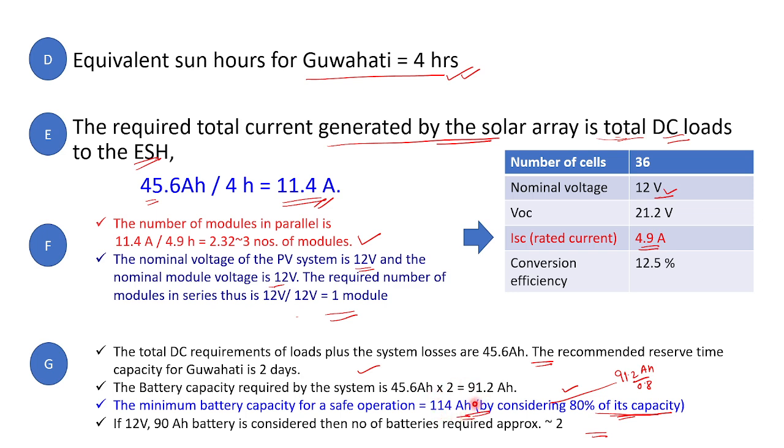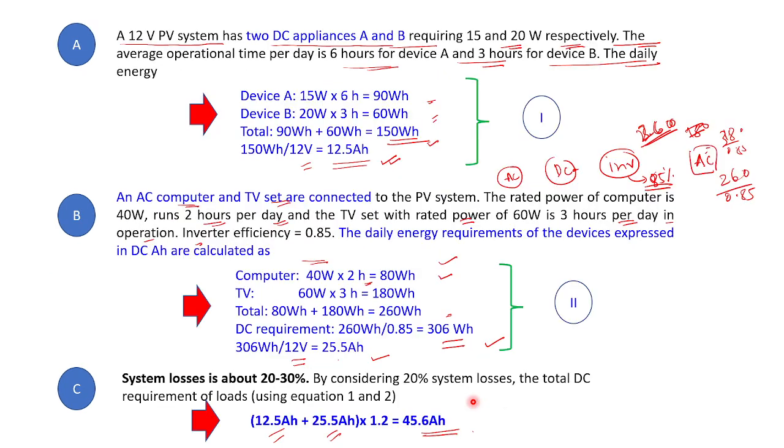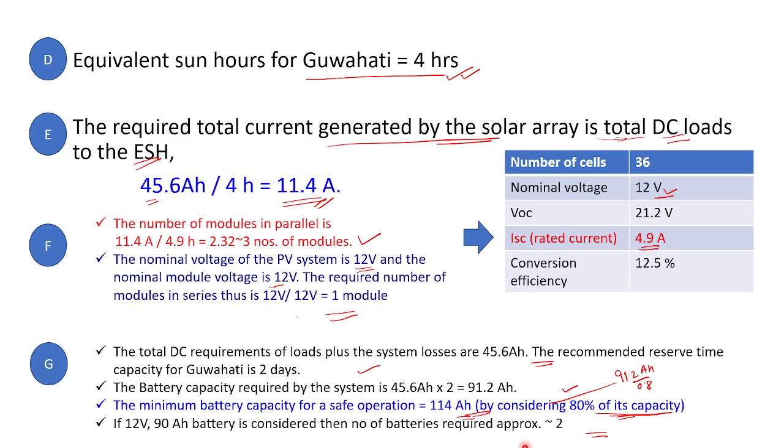If you want to calculate how many batteries will be required, it is simple: this divided by the rated current. That gives approximately two batteries required.